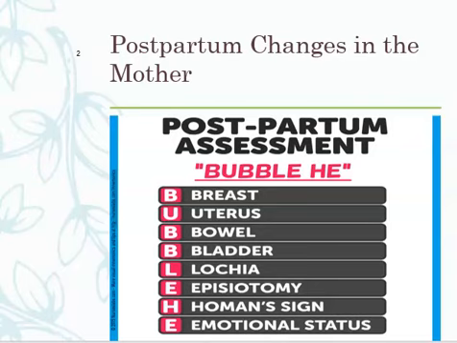A lot of these systems are things we still check in any patient, like, for example, bowel and bladder. We still check in all of our patients, and we don't assess it any differently in our postpartum patients. It's just that it is a focus because they do have an increased risk of having complications in those areas. So, BubbleHe stands for breast, uterus, bowel, bladder, lochia, episiotomy, home ensign, and emotional status. And we will go through each system individually.